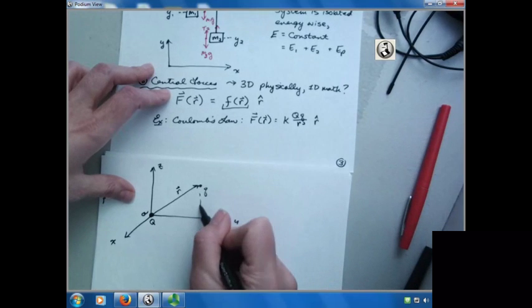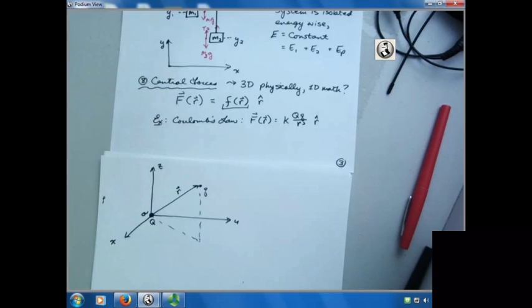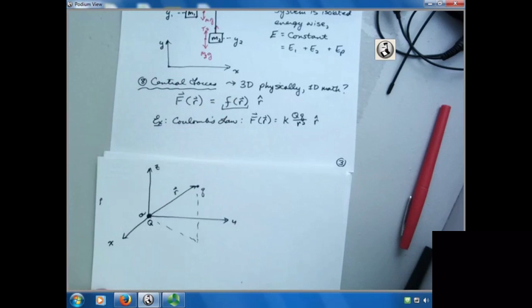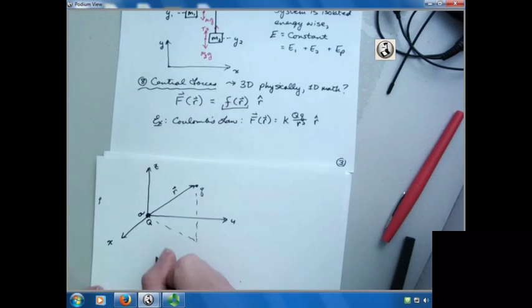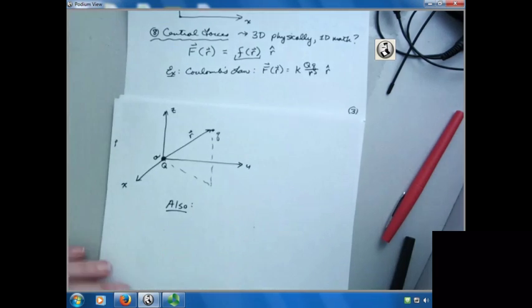And just to be clear, I'll draw its projection into the xy plane to be clear that it's an arbitrary location. All right, so in that case, I can express my force like this. There are a couple important things we should know. The first is this force is conservative. We've already proven that. Granted, I did it for the gravitational case, but it's the same proof.